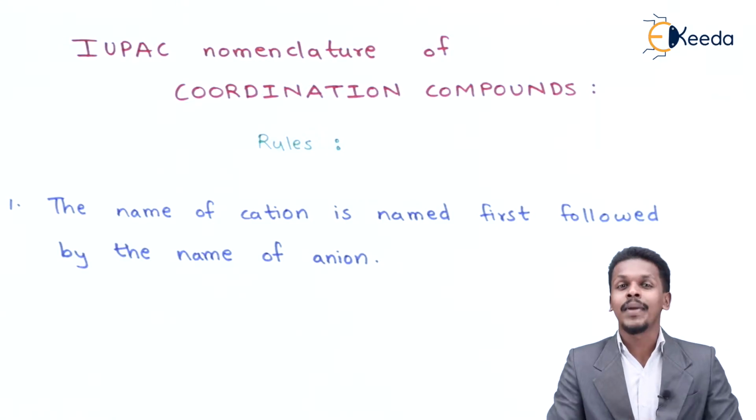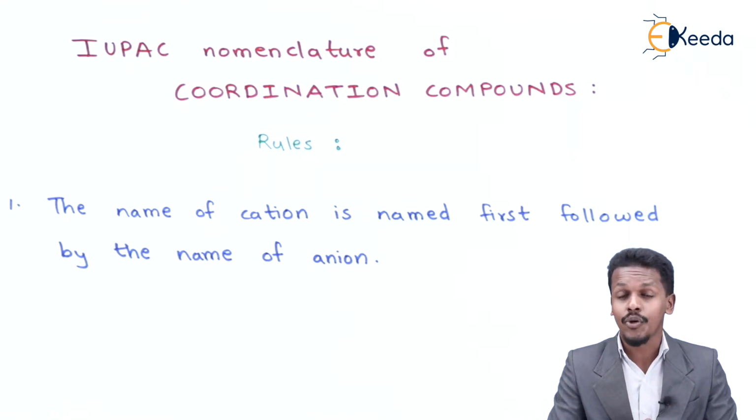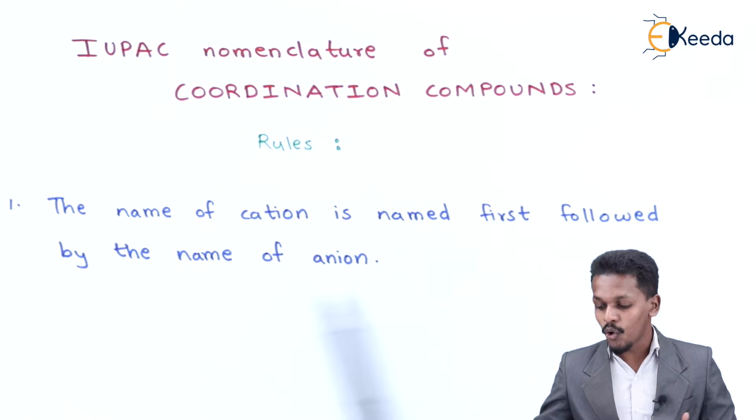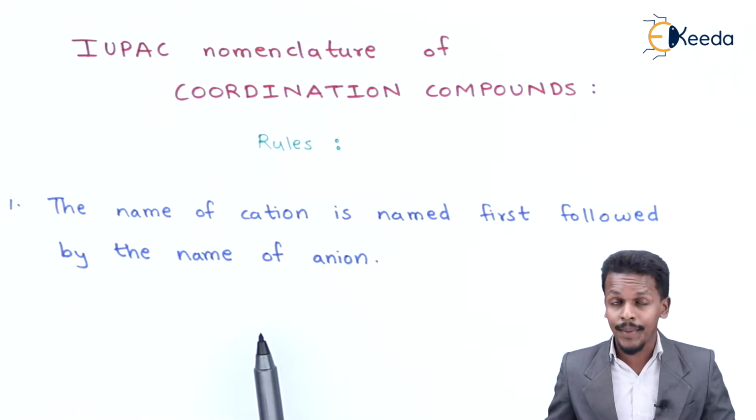So friends, in this topic let me introduce you to the most important points regarding the rules for the IUPAC nomenclature of the coordination compounds. Starting with the first one, the name of the cation is named first, followed by the name of the anion. This is the most important part that I'm going to talk about.